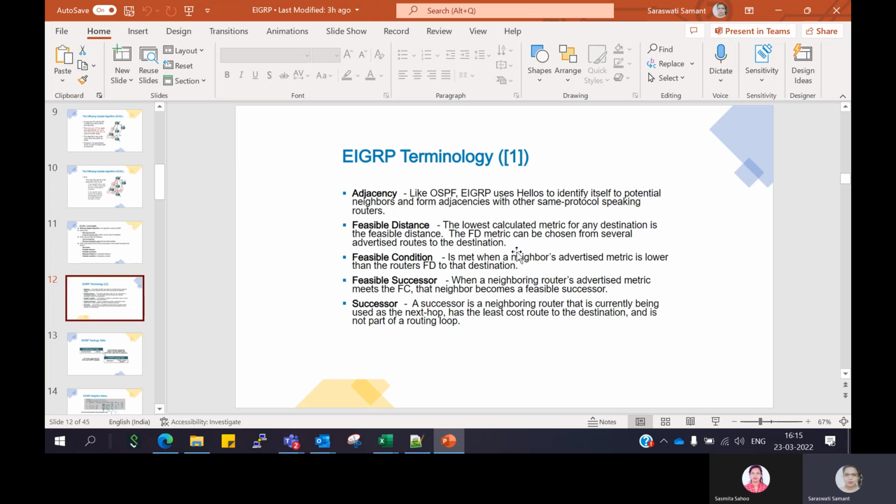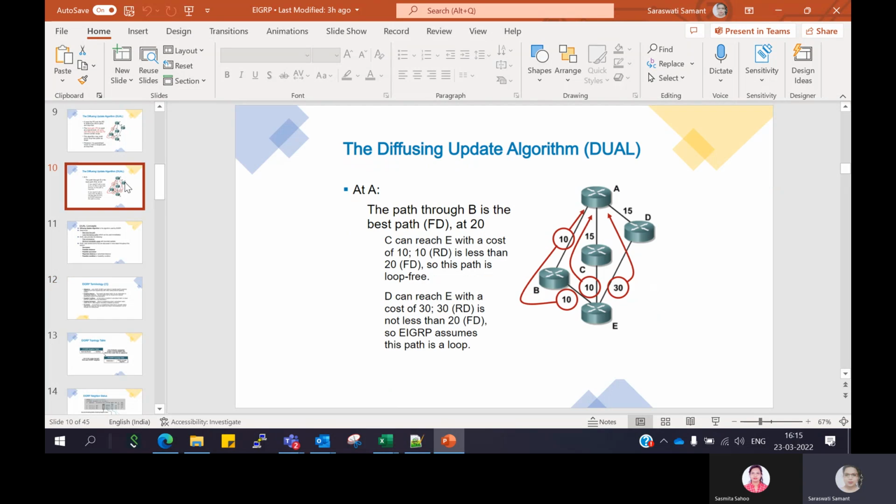Feasible condition. What exactly is feasible condition? It is nothing but, after considering the feasible distance, you need to find out the second shortest path, compared with the first one, to meet the so-called criteria to elect the feasible successor. That is a backup successor. The successor is the one which you will be using with the so-called finalized feasible distance. So in this case, router B is the successor, router C is the feasible successor. So if this fails, C will take its place. It will become the successor.